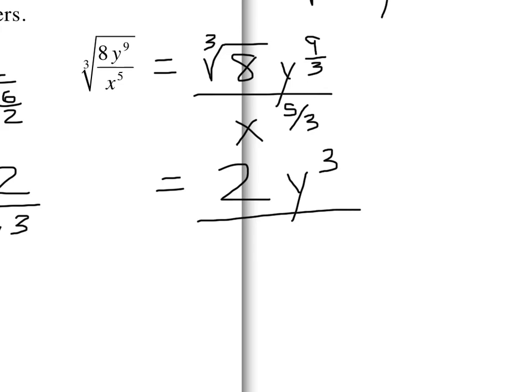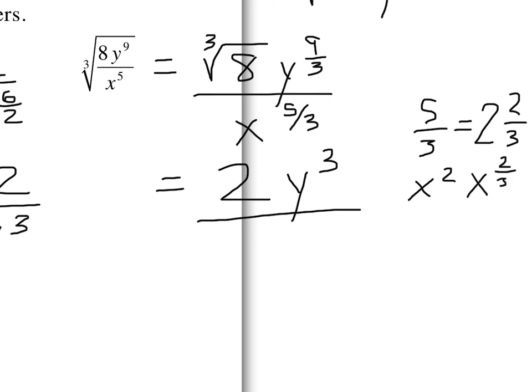x to the 5/3. Now 5/3, if you divide 5 by 3, it's 1 and 2/3. So we can think of this as x squared times x to the 2/3. So we have our whole number and we have our fractional exponent. x squared, that's fine. It comes out of the radical. What about that x to the 2/3? It still has a fractional exponent, so it's the cubed root of x squared. I'm a little bit bothered because I still have a cubed root in the denominator, but that's something we'll talk about later. So that's all for section 6.3.